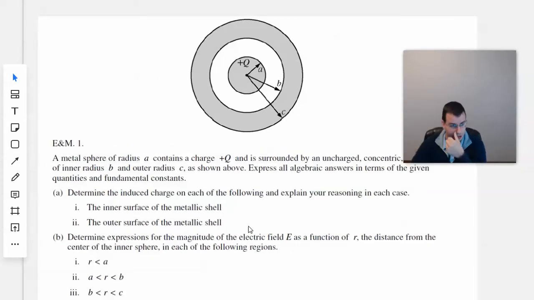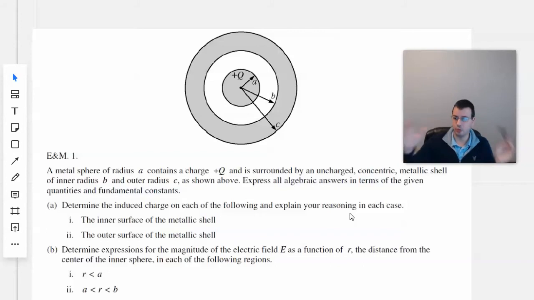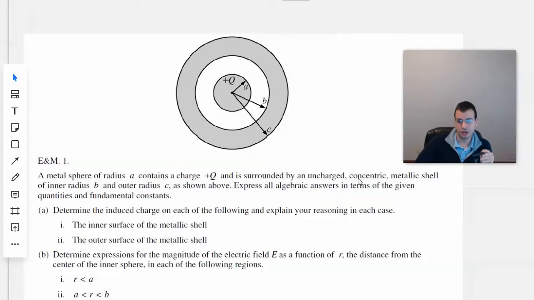All right. So the idea here is a metal sphere of radius A. Check. Got that. Contains a charge plus Q. Okay. So here it means net positive Q. There are probably some negatives in there as well, but when everything cancels out, you get plus Q. And it's surrounded by an uncharged, concentric, metallic, i.e. conductor, shell of inner radius B, and outer radius C, as shown above. Okay? Express all algebraic answers in terms of given quantities in fundamental constants.